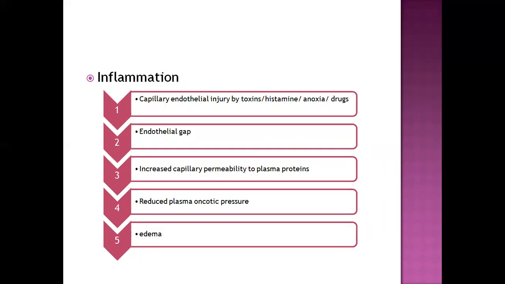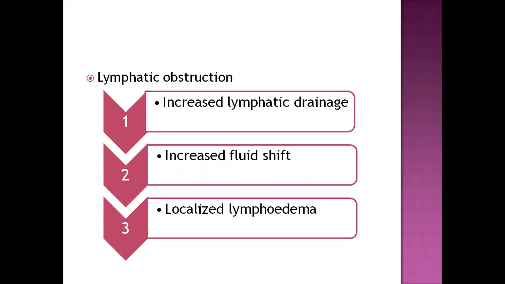In inflammation, first of all, there is capillary endothelial injury, which increases the endothelial gap. This increased capillary permeability to plasma proteins reduces the plasma oncotic pressure and then edema occurs. Next cause of edema can be lymphatic obstruction. There is decreased lymphatic drainage because of which there is fluid shift and then there is a localized lymphoedema.